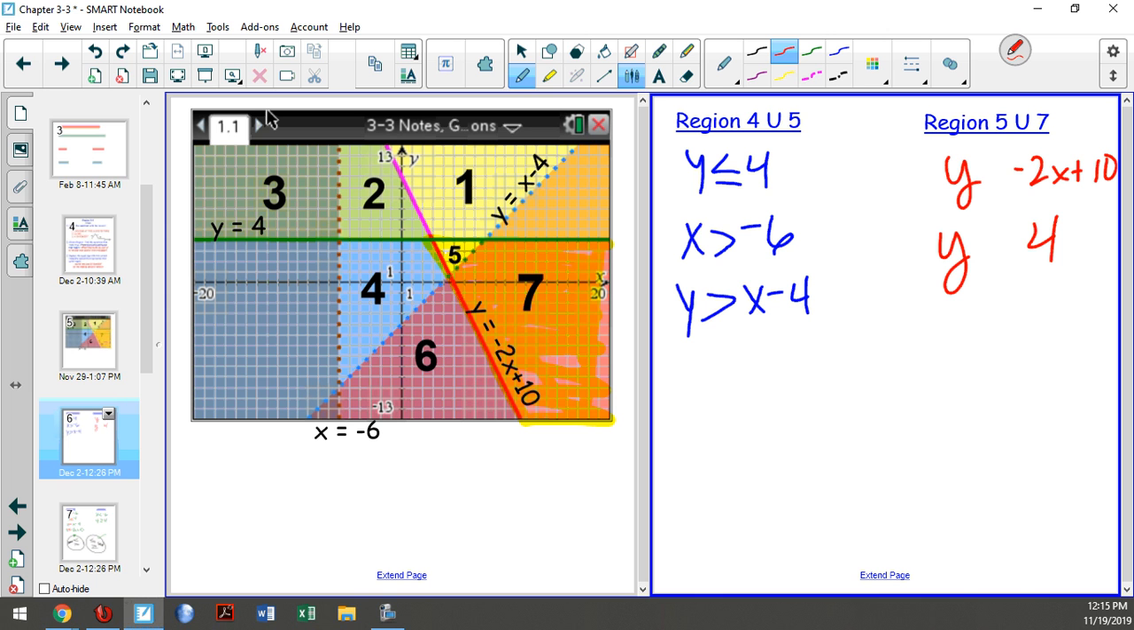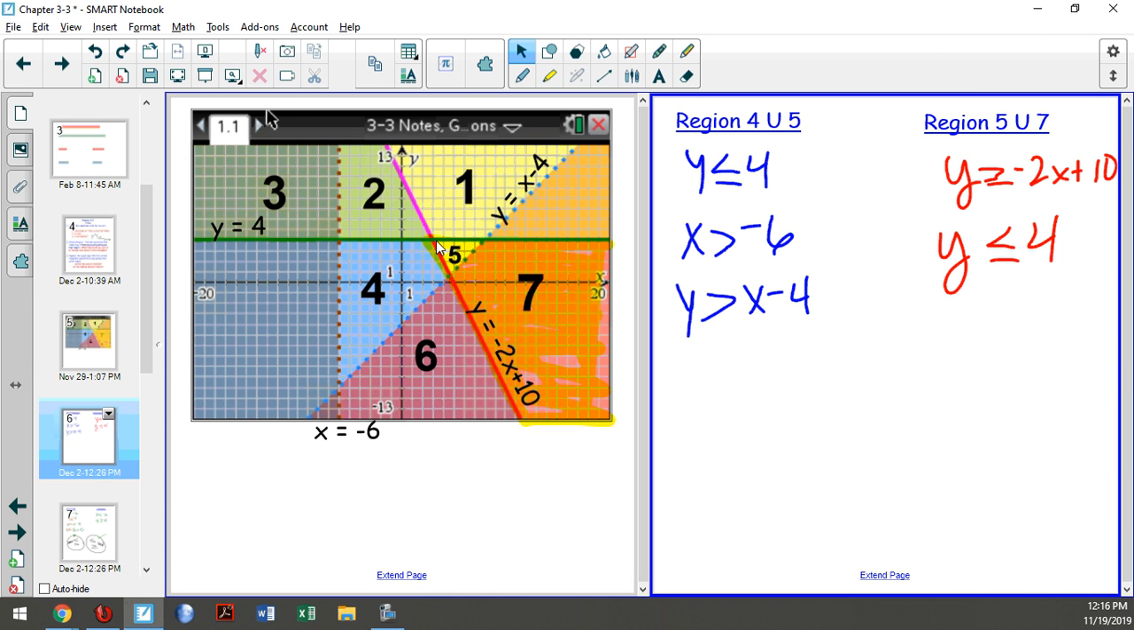So y equals negative 2x plus 10. Is it solid or dotted? Solid. Is the shading above or below? Above, so what's that going to give you? Greater than or equal to. What about the next one? Y is equal to 4. Solid or dotted? Above or below? So what's that going to be? Less than or equal to. Do we understand, yes or no?